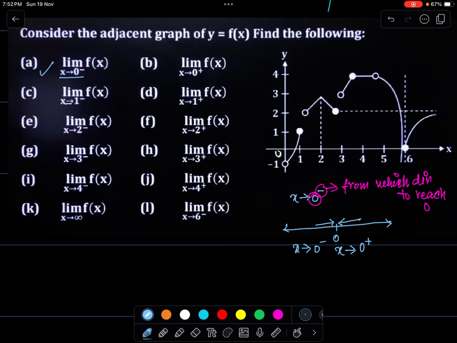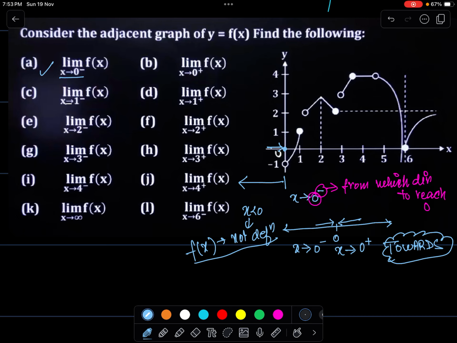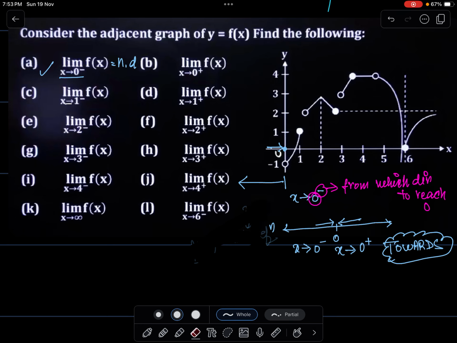Now let's come back. When x is tending to 0 minus, so where is my 0? Here. Now I need to come from the left hand side. So when I come from the left hand side and coming towards, very important, towards the point, where is the function going? If you observe very carefully, the function is not even defined for x less than 0. Function is not defined. That means here the answer is not defined.